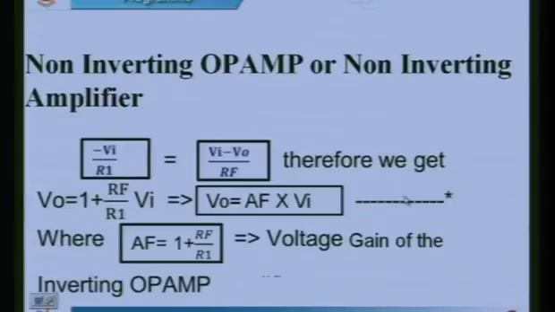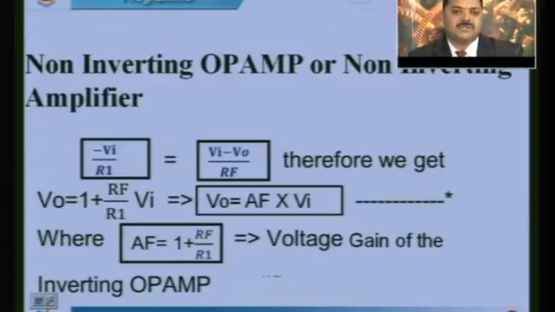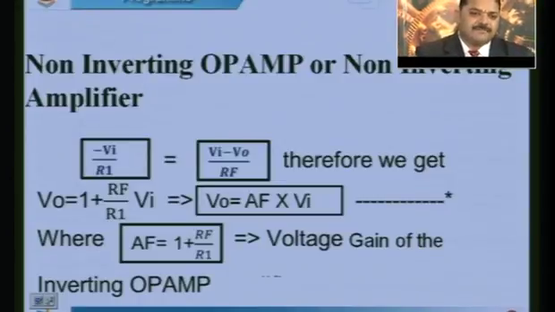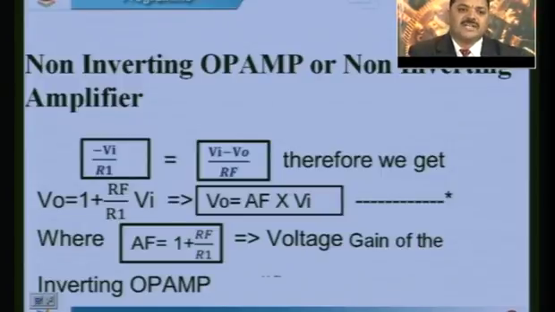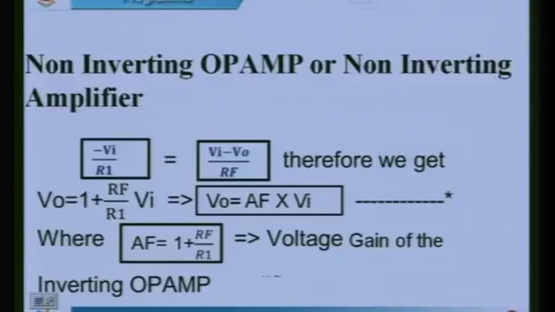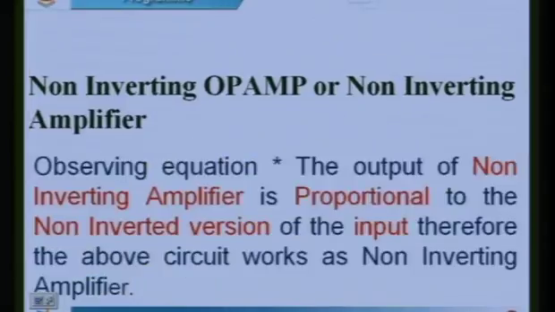Substituting this in equation 5, we get minus Vi by R1 is equal to Vi minus V naught by Rf. After doing some mathematics on this, we get V naught is equal to 1 plus Rf by R1 into Vi. That implies V naught is equal to AF into Vi, where AF is 1 plus Rf by R1. What is AF? It is the voltage gain of the non-inverting amplifier, or the voltage gain of the non-inverting op amp.